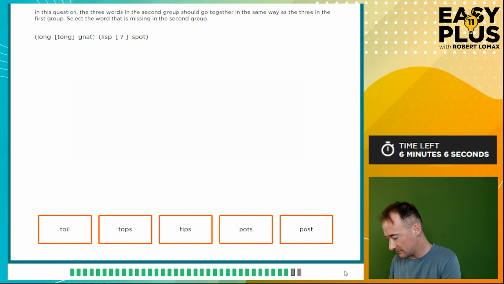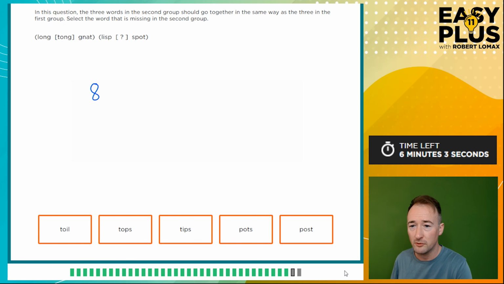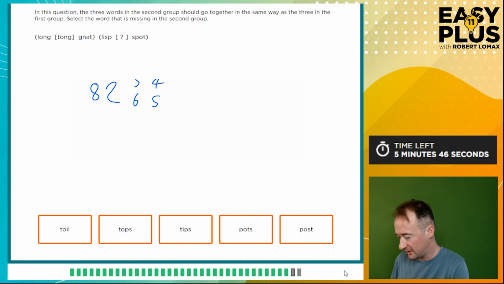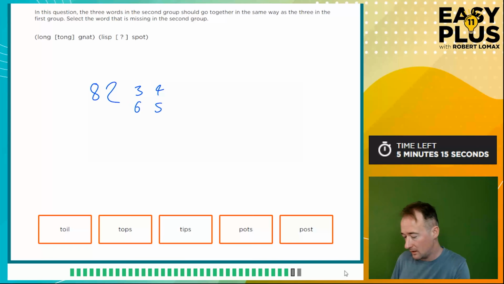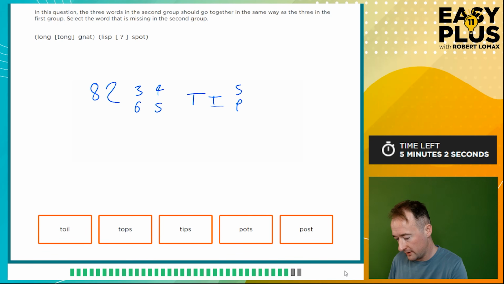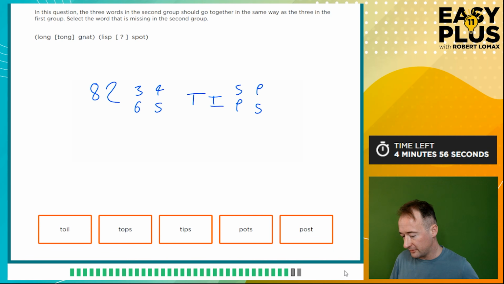T comes from place 8. O comes from place 2. N comes from place 3 or place 6. And G comes from place 4 or place 5. Okay, place 8. Oops, this is a bit hidden here. Okay, place 8 is T. Place 2 is I. Place 3 is S, and place 6 is P. Place 4 is P, and place 5 is S. So tips is looking likely here. Do we have that? Yes, we do.